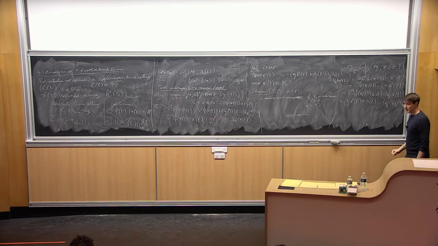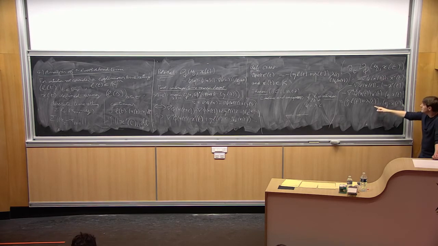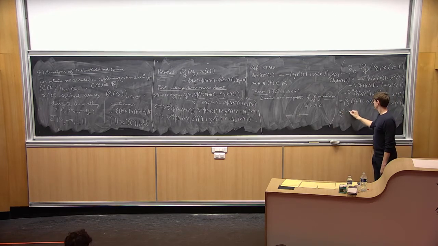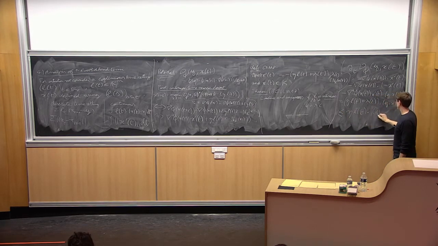But now here is the next beauty: lambda t is in the normal cone. So lambda t is negatively correlated with any direction going inside. But y minus x t is the direction going inside. So lambda t dot y minus x t is just negative. So this is smaller than eta l t dot y minus x t.